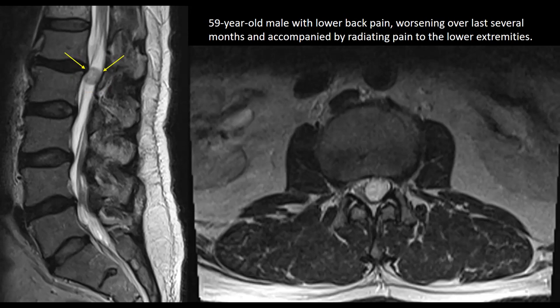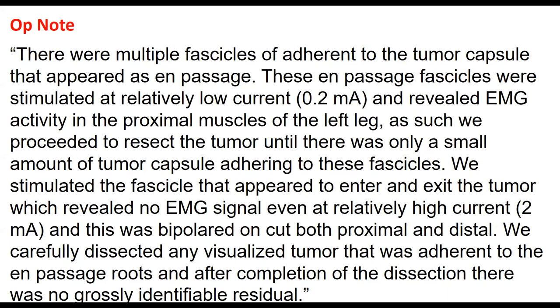One brief note, you can see that there's also a disc bulge. We've got a disc bulge going there, and you can actually see a little group of the roots that are being trapped, that left arrow, between the disc bulge and the mass. Okay, let's go to the op note.